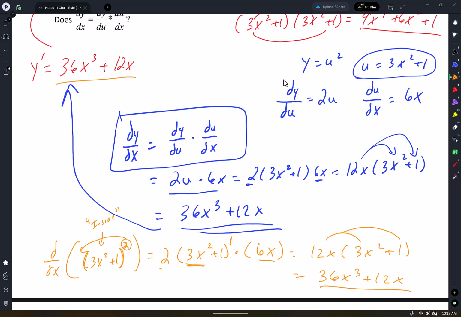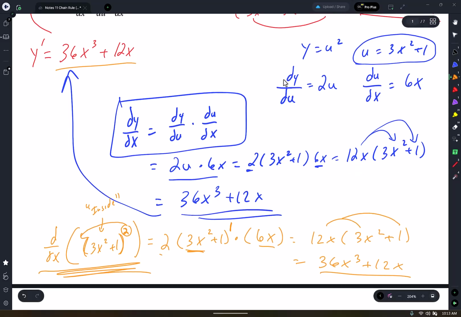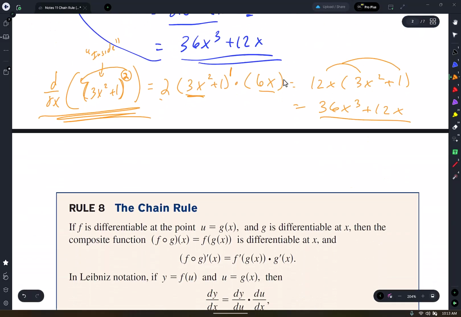Another way, same answer. Would you recommend, you know how they found 2u and then we found 6x, doing them separately and then bringing them together? No, we're probably going to do it like this all the time. Okay. How do we feel? Does everything make sense, guys?